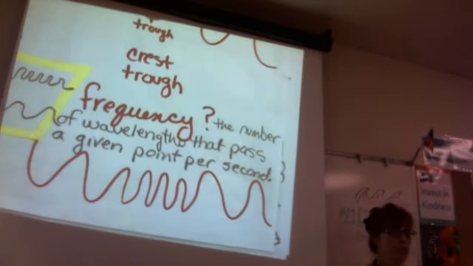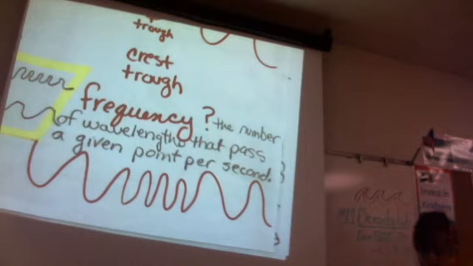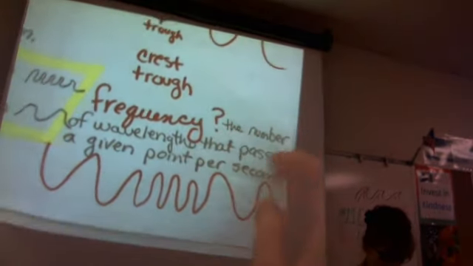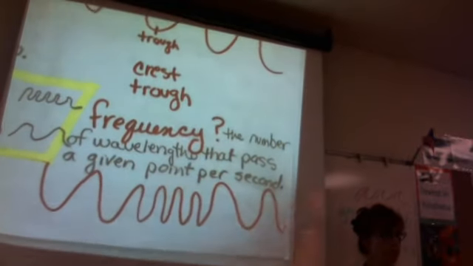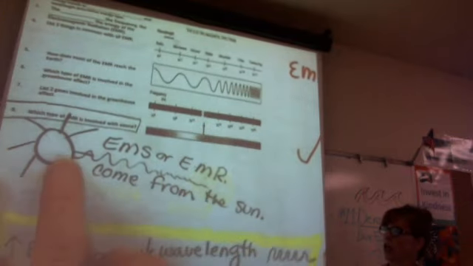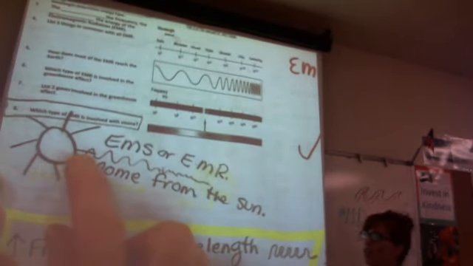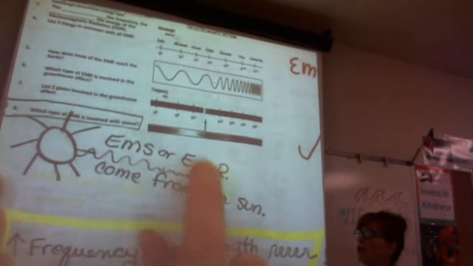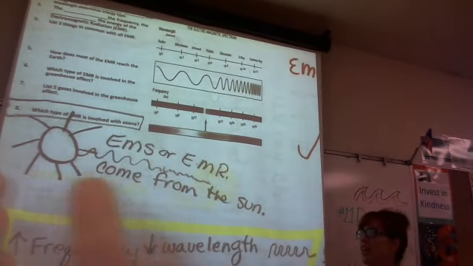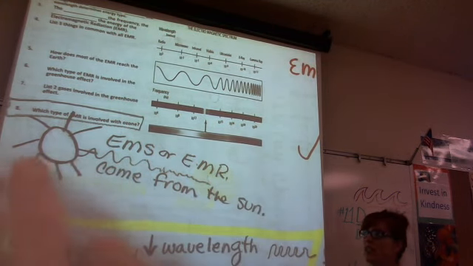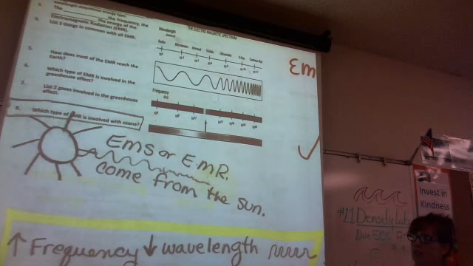Okay, everyone has that? We're good? All right. So next, where do these waves come from? The sun. So when you have energy in different wavelengths in the electromagnetic spectrum, electromagnetic radiation, that is coming from the sun. So we get these wavelengths from the sun. So thank you, sun.